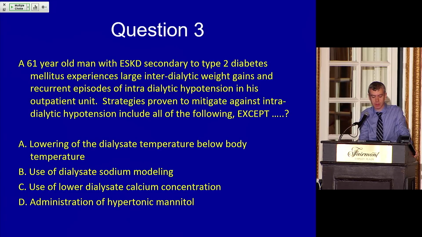So question 3, a 61-year-old man with end-stage kidney disease secondary to type 2 diabetes mellitus experiences large interdialytic weight gains and recurrent episodes of intradialytic hypotension in his outpatient unit. Strategies proven to mitigate against intradialytic hypotension include all of the following except lowering of the dialysate temperature below the body temperature, use of dialysate sodium modeling, use of lower dialysate calcium concentrations, or the administration of hypertonic mannitol.